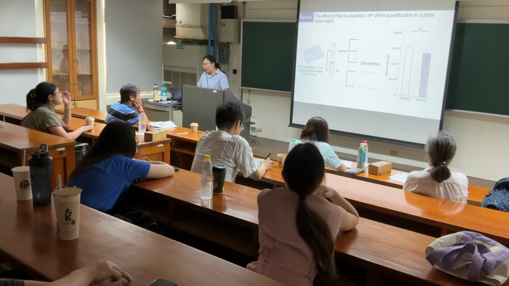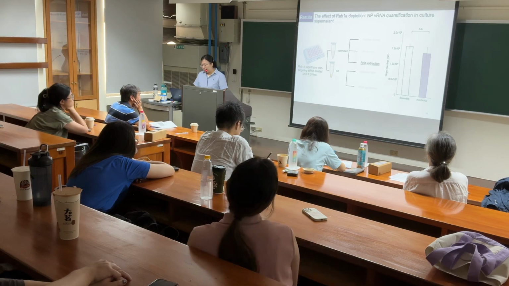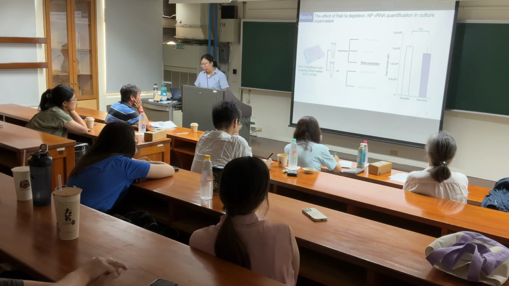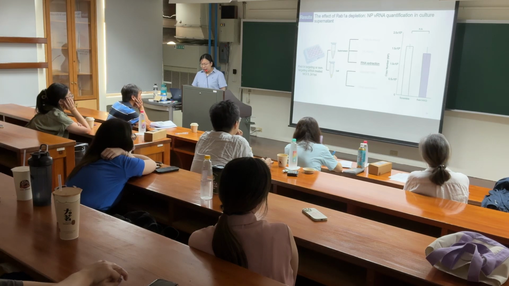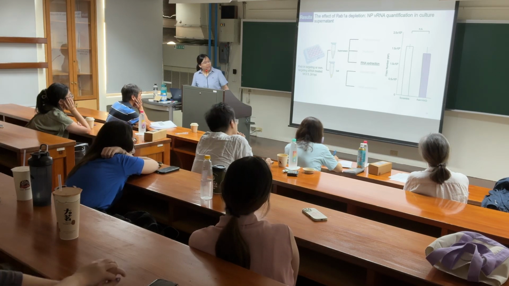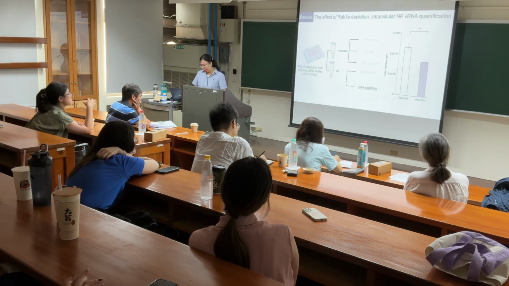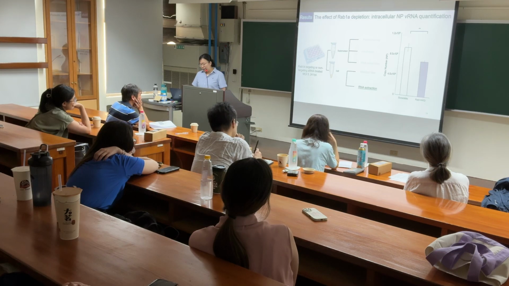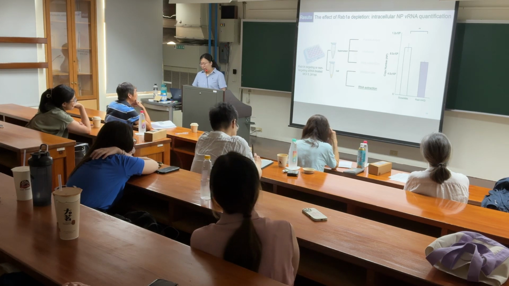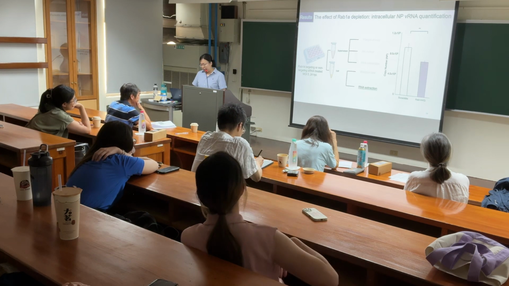To further explore whether RIP1A depletion affects the viral replication process, we quantified the NP RNA both intracellularly and in the culture supernatant. The NP RNA level in the supernatant showed a slight decrease, but it was not statistically significant. The intracellular NP RNA level was significantly reduced in the RIP1A-depleted cells. This result implies that RIP1A may contribute to efficient viral genome replication, although the precise mechanism by which RIP1A facilitates this process needs to be further investigated.